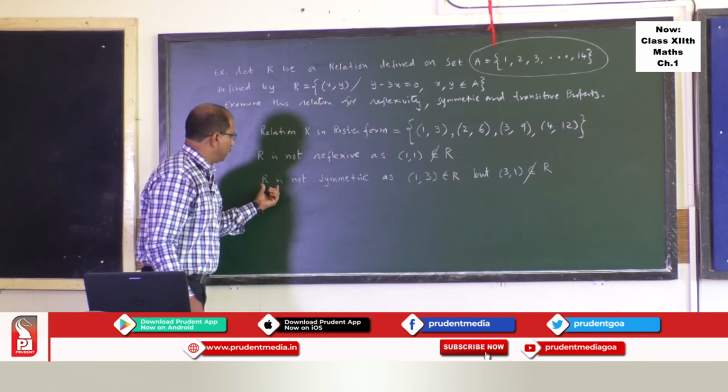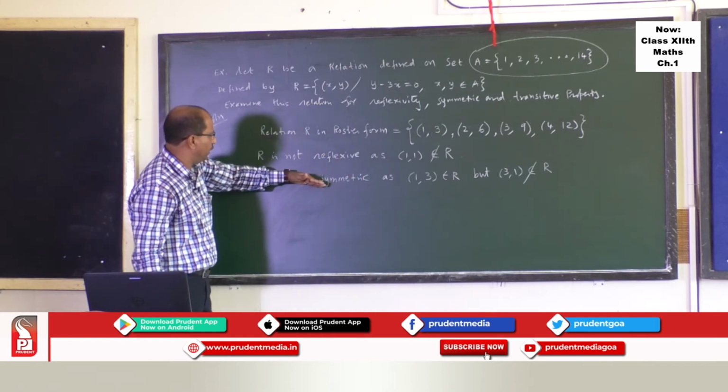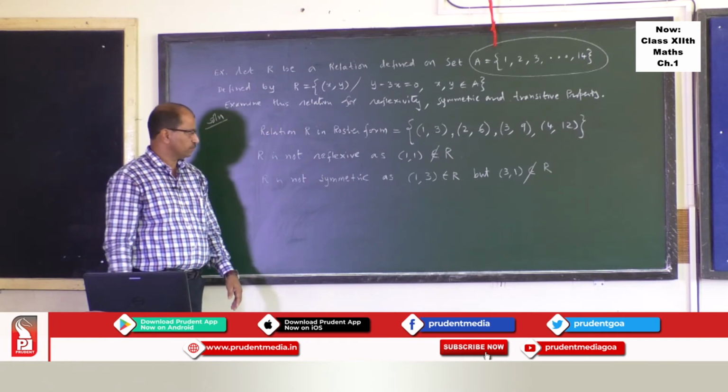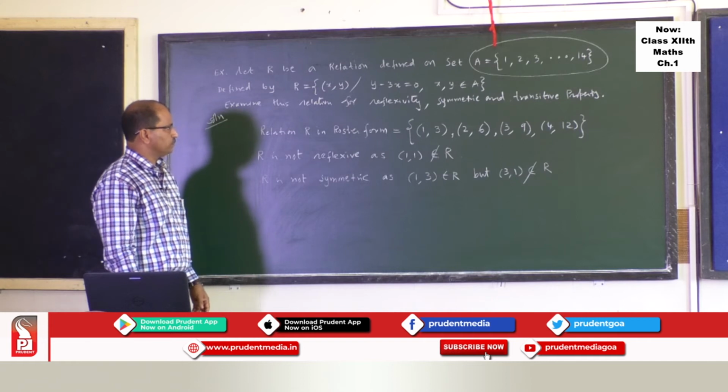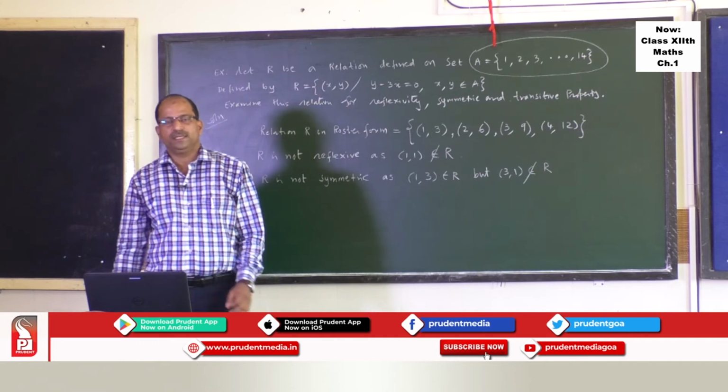So, R is not symmetric. Both answers we got are negative: not reflexive, not symmetric. Let us try the third one. The third one is the transitive property.